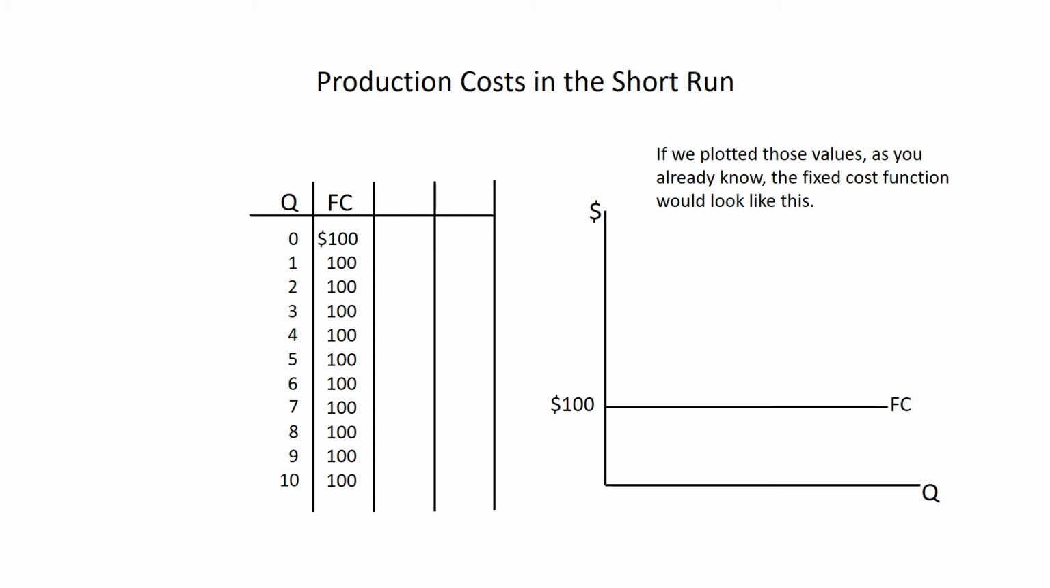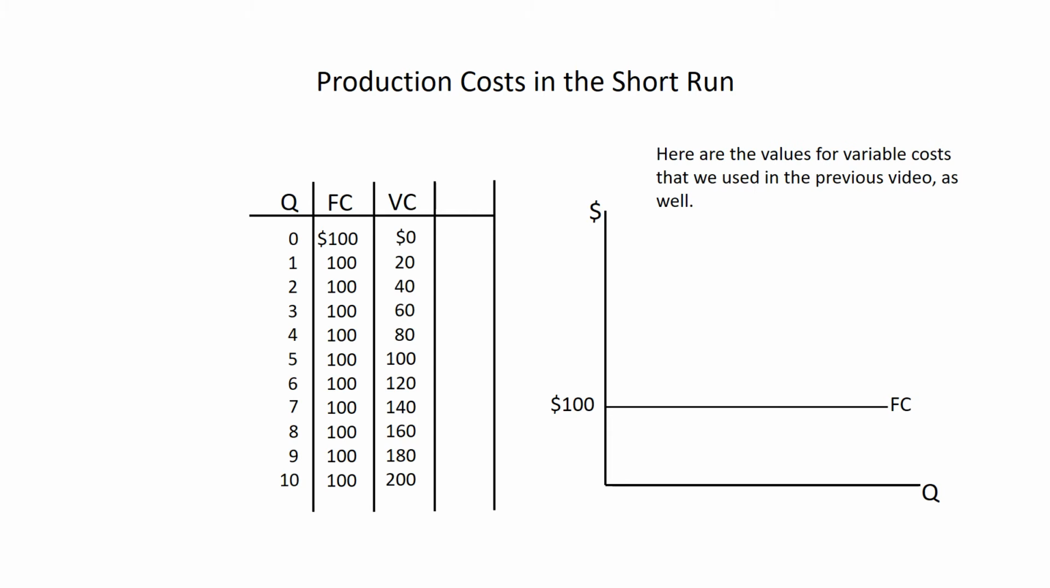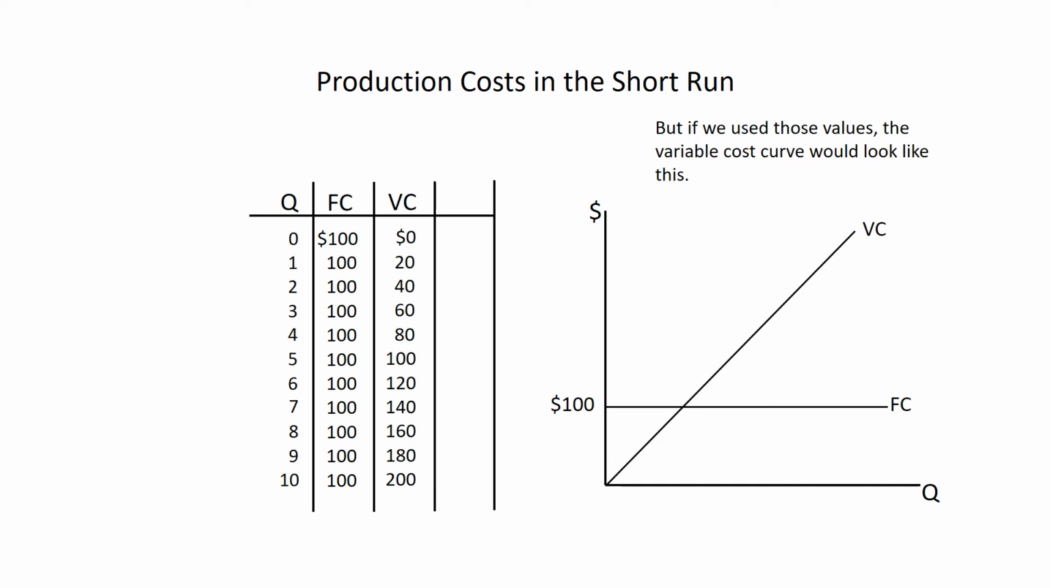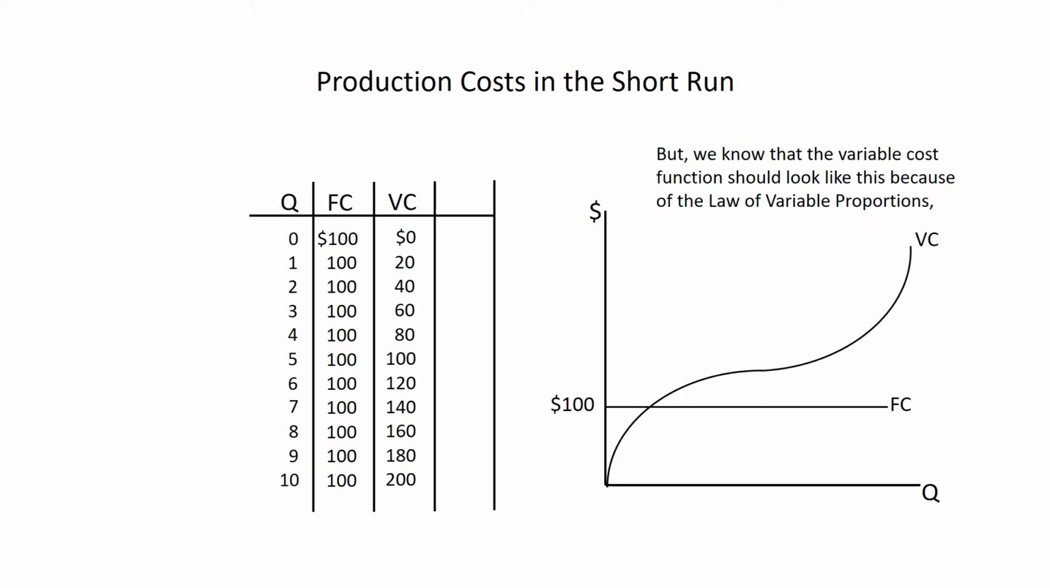If we plotted those values, as you already know, the fixed cost function would look like this. Here are the values for the variable costs that we also used in the previous video. But if we use those values, the variable cost function would look like this. But we've already concluded that the variable cost function should look like this because of the law of variable proportions.